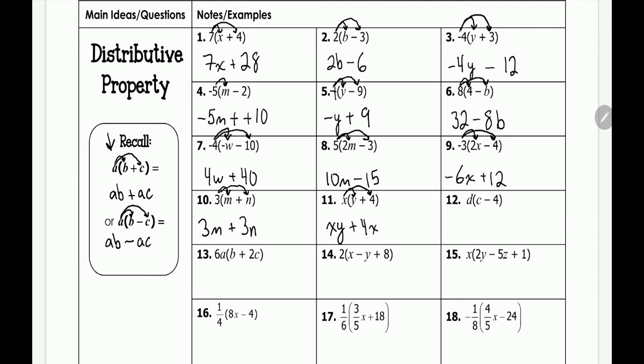Moving on to number 12, we have d times the quantity c minus 4. So this d is going to be distributed onto the c and onto the 4. So d times c is dc. The sign in the middle is a minus. So we're going to have d times 4, which is 4d. And since we do not have a c for this term, we cannot combine these two. So we're going to leave it as is. And we have dc minus 4d as our final answer.